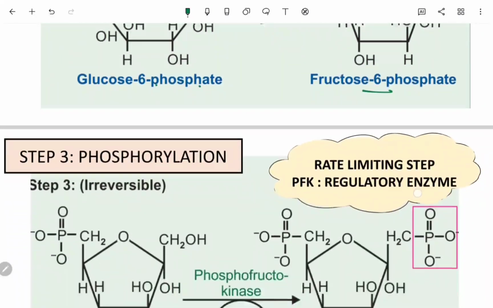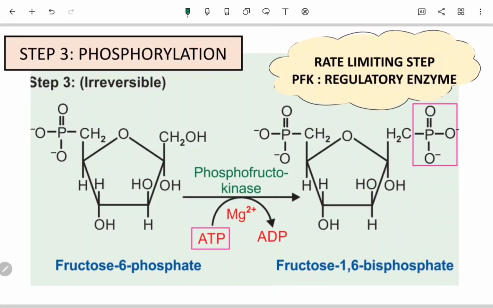Now, moving to step number 3 of the preparatory phase, that is phosphorylation. The phosphorylation is again an irreversible step.